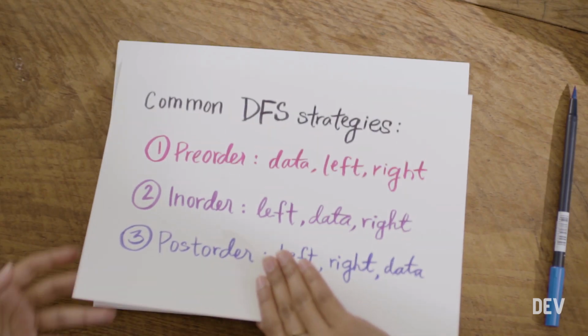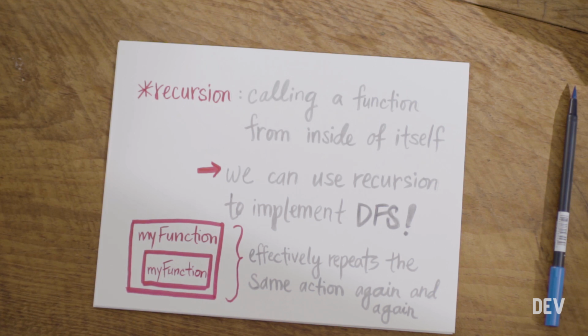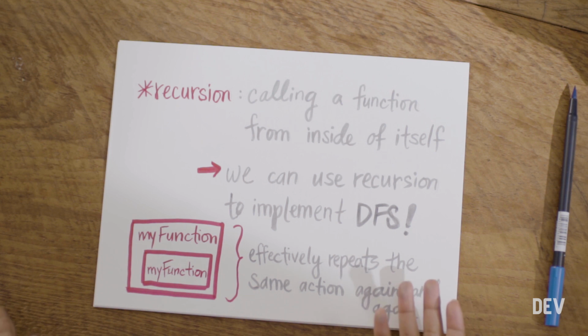We can implement all three of these strategies using something called recursion. So what is recursion? Well, recursion is a concept that's used in lots of different contexts in computing, not just in computer science, but also in programming as a whole. Recursion is the idea where you can call a function from within itself. It's particularly useful when you find yourself repeating the same steps again and again.